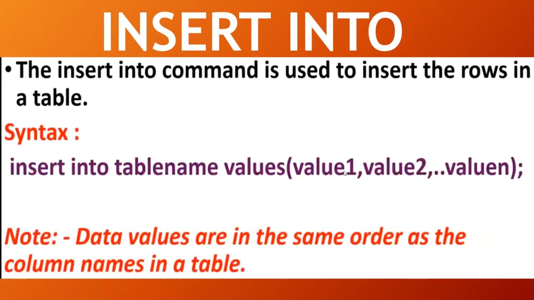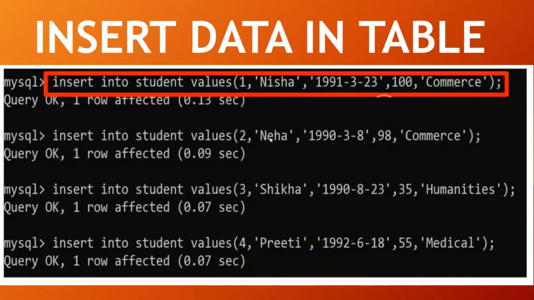जितने attributes या columns हैं उतनी ही वैल्यूज हमें एंटर करनी है. In this particular syntax, the order of column name should be exactly the same. See this example over here. Here the example of student table I am showing you.